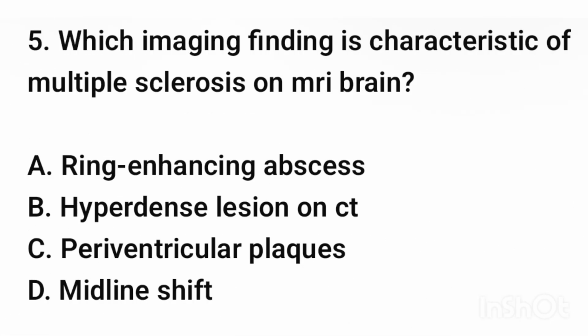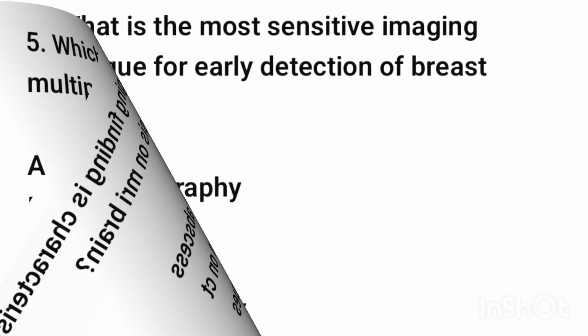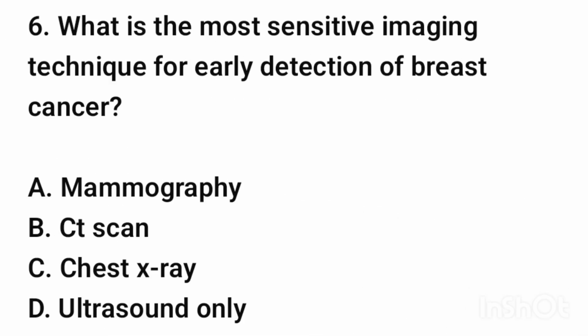Question number 5. Which imaging finding is characteristic of multiple sclerosis on MRI brain? The correct answer is option C, periventricular plaques. Question number 6. What is the most sensitive imaging technique for early detection of breast cancer? The correct answer is option A, mammography.